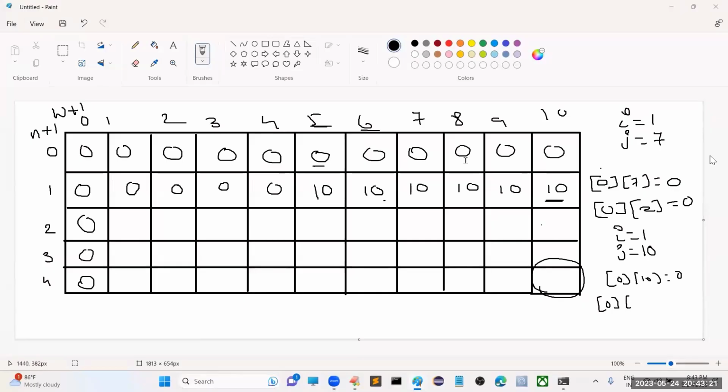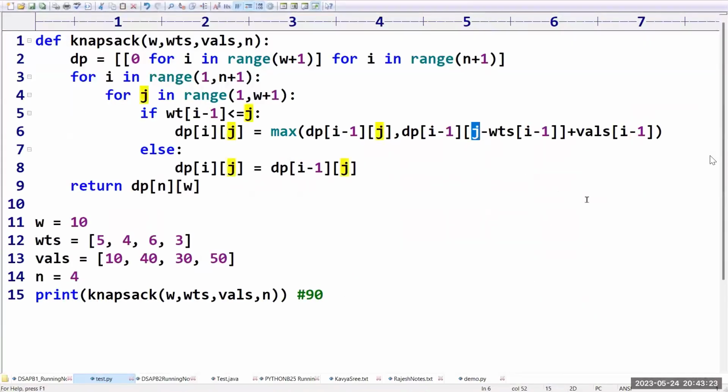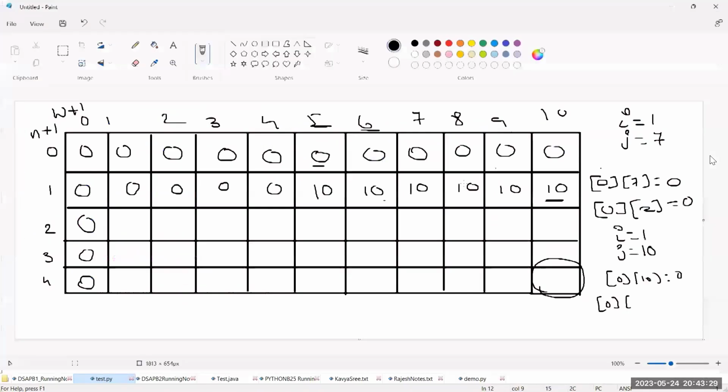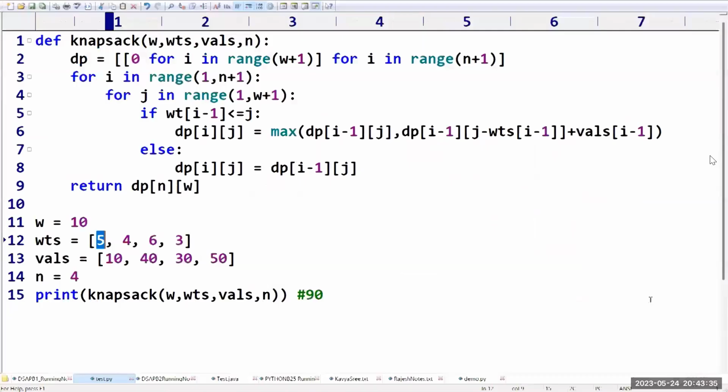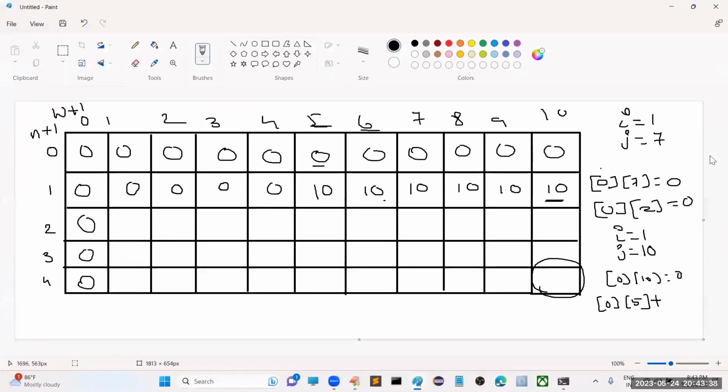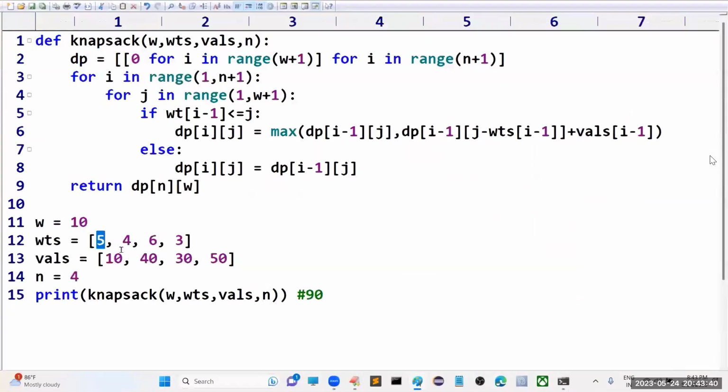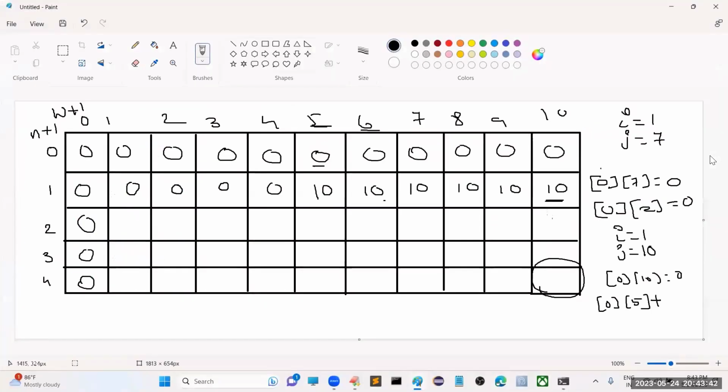What is the next value we are considering? j minus, j value is 10. 10 minus weight of the first object, that is nothing but 5. 10 minus 5 means 5 we are going to get. So what is this value? dp of 0, 5, 0 we are going to get. So for that we are adding the I minus 1 value, which is nothing but the 0th value, that is a profit 10. Yes, in the first row we are going to get 10. Like that we have to calculate. So let us go for the second row.